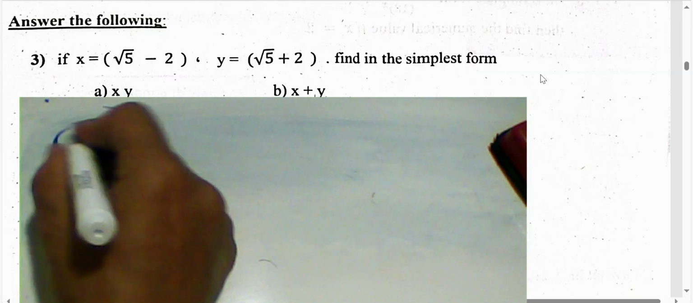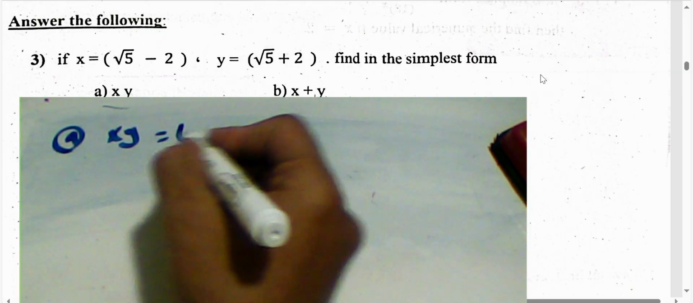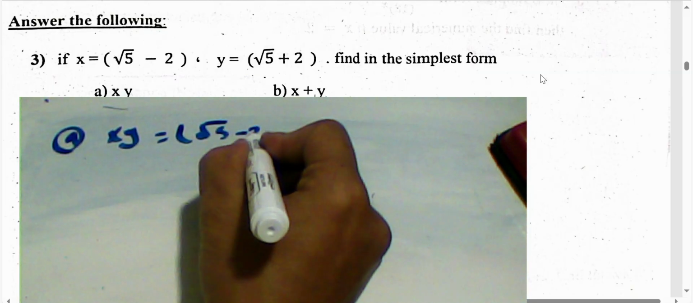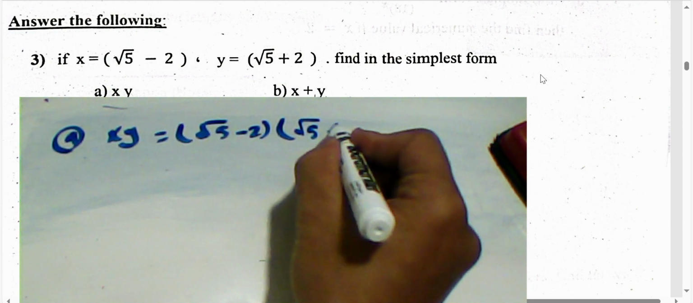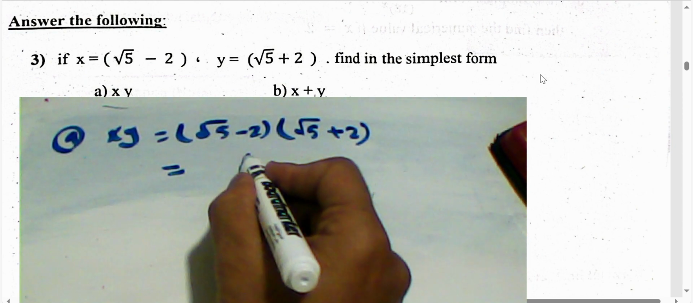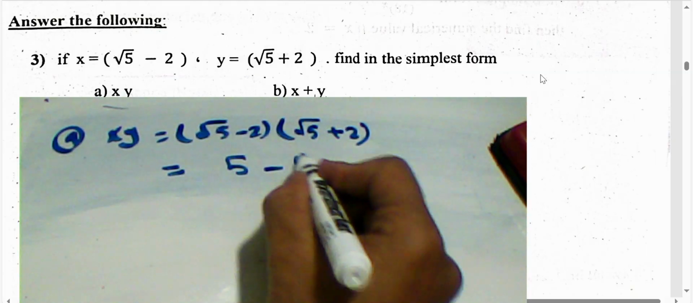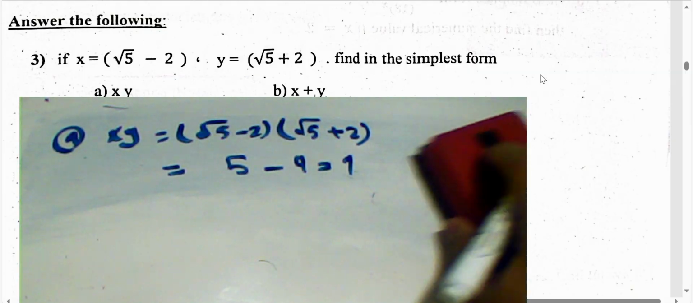We have x and y. We want to find x product by y. The value of x is root 5 minus 2, product by y, root 5 plus 2. Root 5 times root 5 is 5, and negative 2 times 2 is negative 4. 5 minus 4 equals 1.